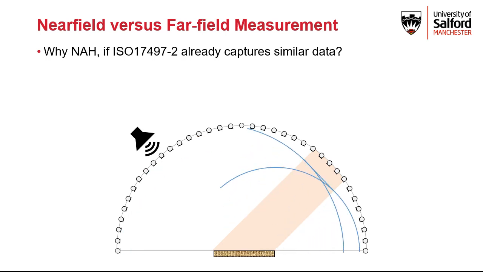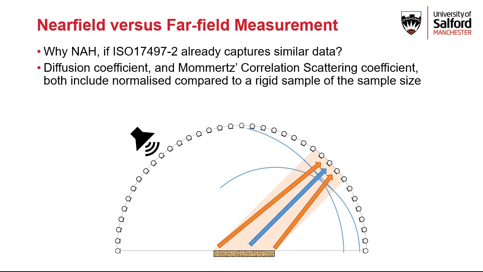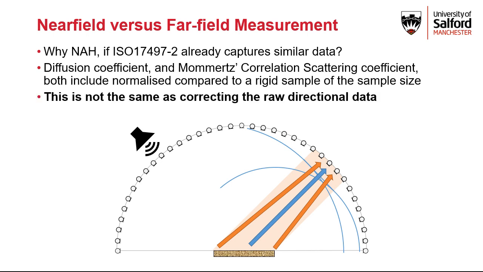And particularly in the region over in the specular zone, where you actually want to get that geometric bidirectional reflection function, or at least the specular absorption, what you will find is all these things are basically arriving at similar times and with similar amplitudes, and they're all coming from a similar direction. The main geometric bit that you're trying to measure and the two finite edge effects both arrive simultaneously. So that's going to be very difficult to separate. Now, at this point, I should note that diffusion coefficient and Mommertz's correlation scattering coefficient both include normalization compared to a rigid sample of the same size to compensate for this. But that's only normalizing the coefficients. It's not the same as correcting the raw directional data, which is what I'm talking about wanting to use here.